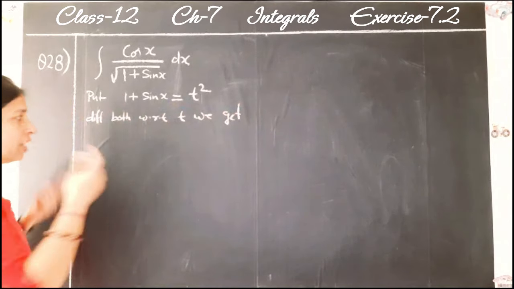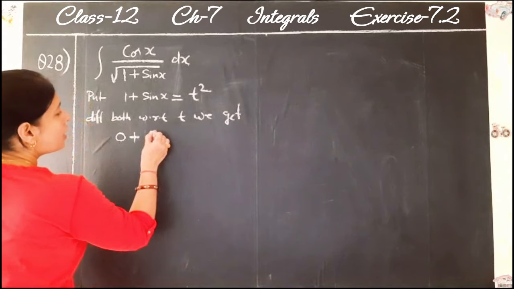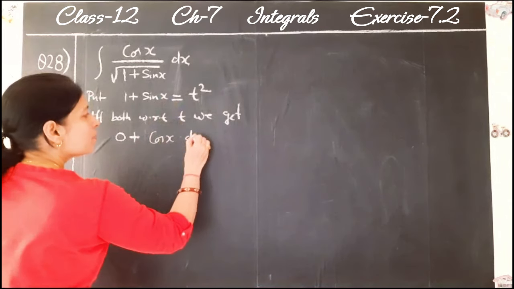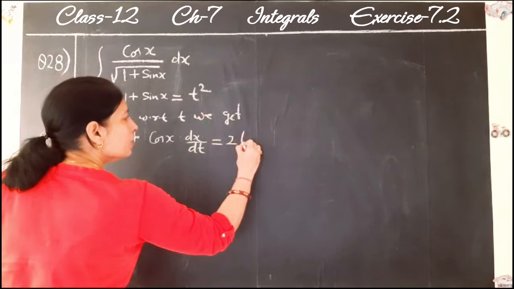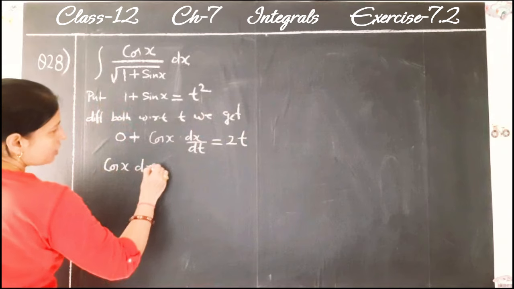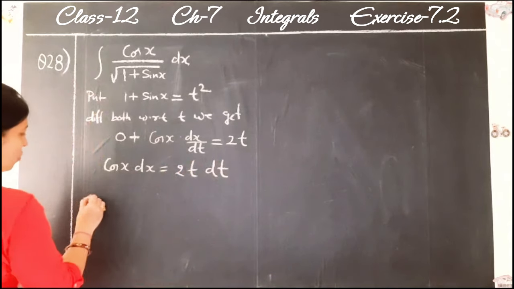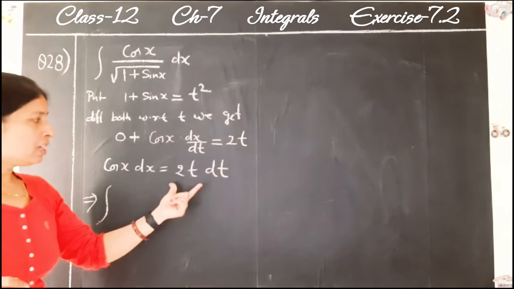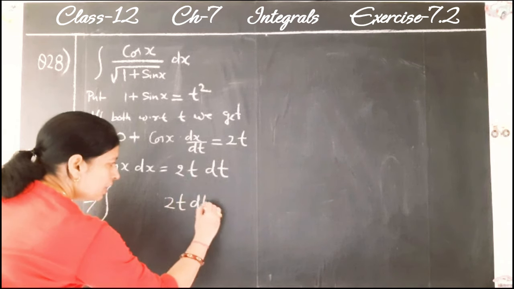1 is a constant, so the derivative will be 0. And what is the derivative of sin x? Cos x. So write here cos x. And the derivative of x will be dx by dt. And here it will be 2t. So we can write cos x dx is equal to 2t dt. Now our integral becomes, in place of cos x dx, we will write 2t dt.